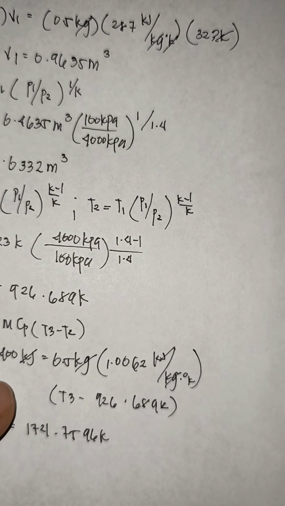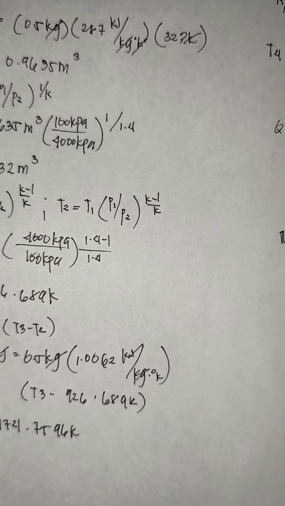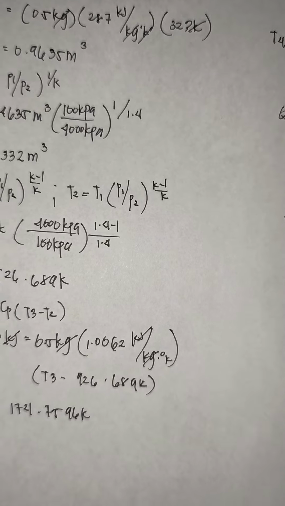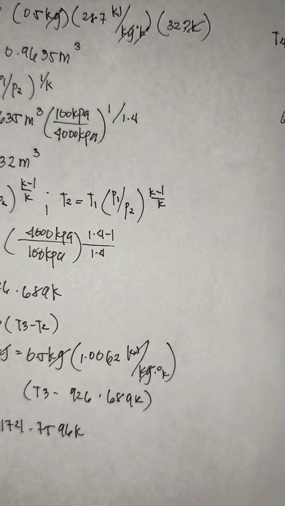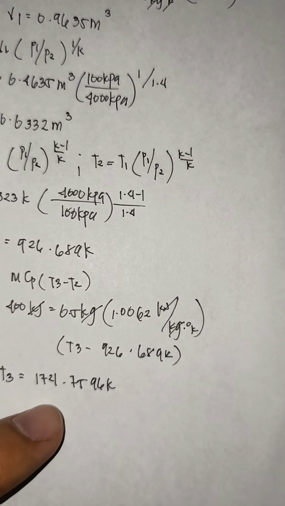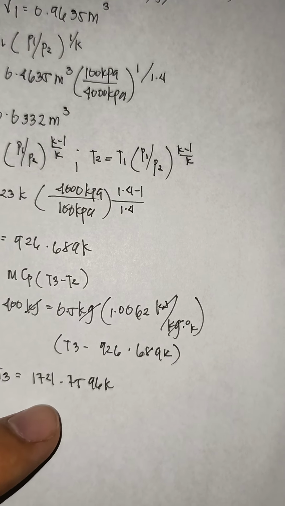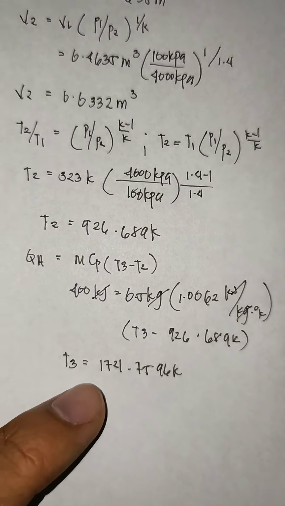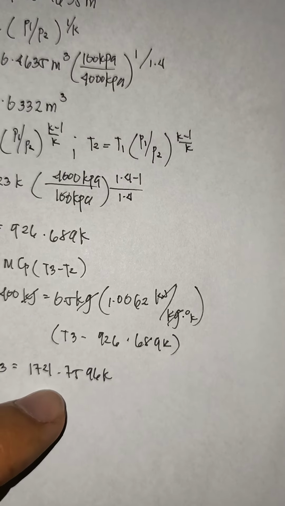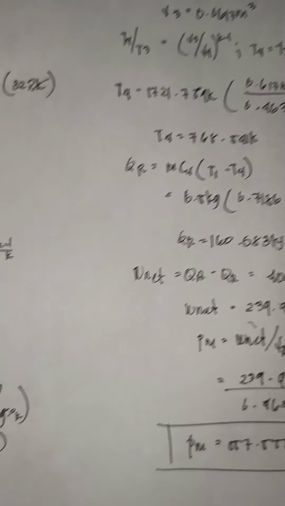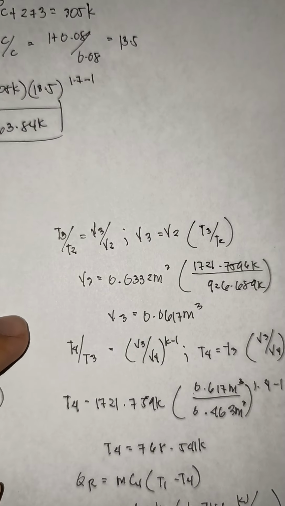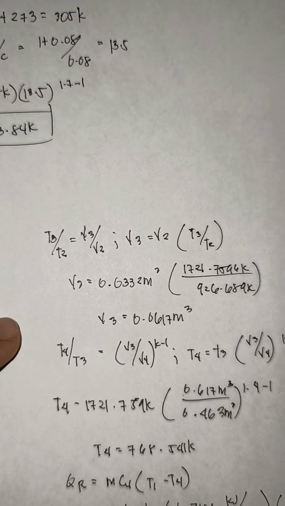For QA you have m Cp multiplied by (T3 minus T2). Then substitute: we have 400 kilojoule equals 0.5 kilogram multiplied by 1.0062 kilojoule over kilogram Kelvin, multiplied by T3 minus 926.689 Kelvin. We have T3 equals 1721.7596 Kelvin.